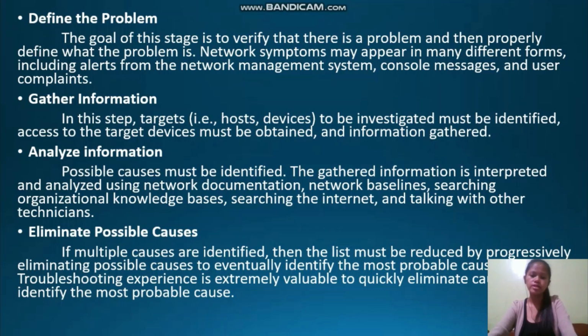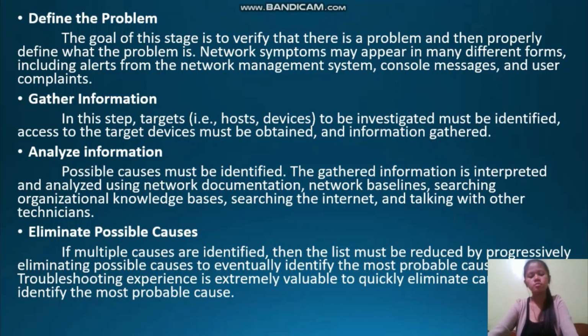Next is gather information. In this step, targets to be investigated must be identified. Access to the target devices must be obtained and information gathered. During this step, the technician may gather and document more symptoms depending on the characteristics that are identified. If the problem is outside the boundary of the organization's control, example, loss of internet connectivity outside of the autonomous system, then we should contact an administrator for the external system before gathering additional network symptoms.